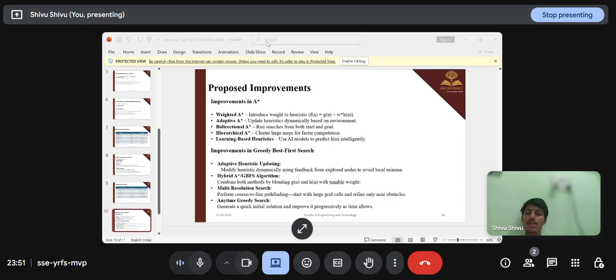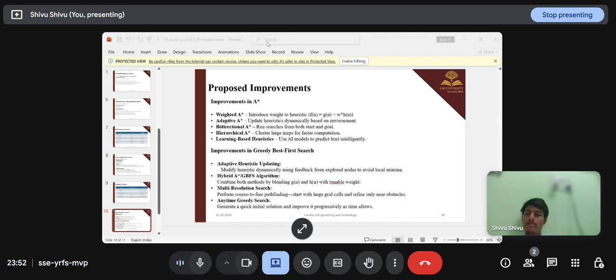And next, improvements in greedy best first search. First one, adaptive heuristic updating. It updates the heuristic during search using feedback from explored nodes. And next, it helps avoid getting stuck in wrong paths. And next, hybrid A star or greedy best first algorithm combines both algorithms, mixing A star accuracy with greedy best first speed, using a tunable way to adjust between cost and heuristic.